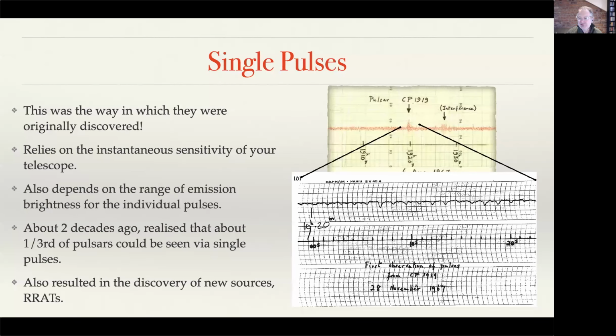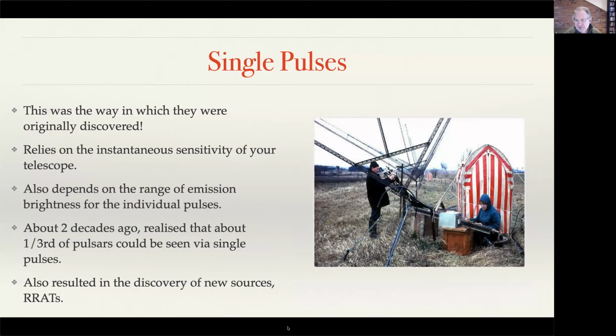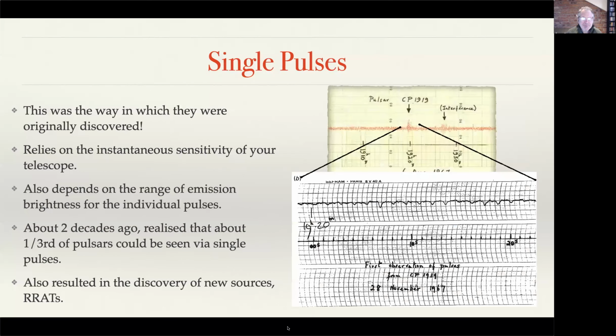Okay, so that was the short introduction or reminder of what pulsars are. Now the question is, how do we go about finding them? Well, it turns out that radio pulsars are generally very weak objects. Their radio emission is very weak.